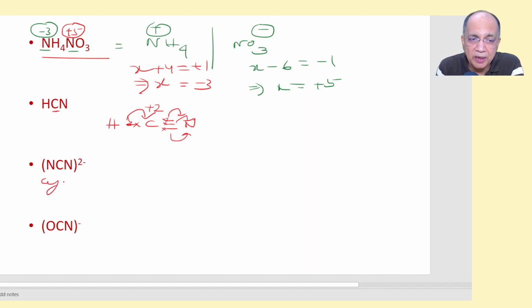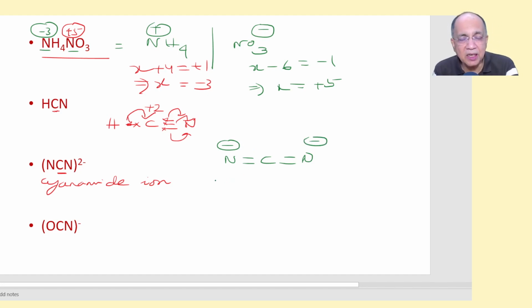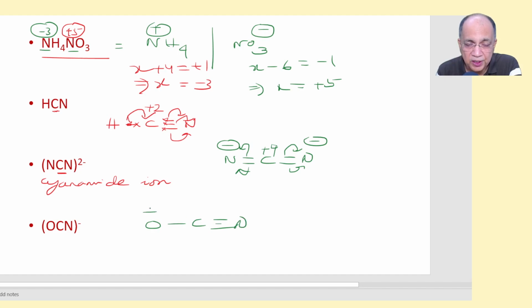Similarly, this is called the cyanamide ion. Supposing I ask you to find the oxidation number for carbon, then unless you know the structure of the cyanamide ion, you can't find it. Of course, if you know from earlier knowledge that each of the nitrogens is -3, then you can do that. But here it will lose 2 electrons on this side of the double bond, 2 electrons from this side, so it will be +4. Similarly, OCN- is a very typical structure.